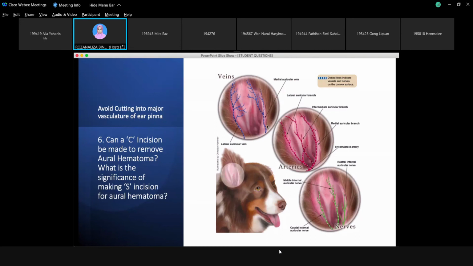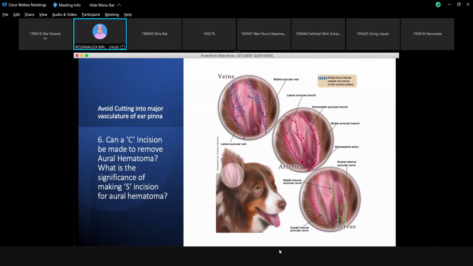You have the lateral auricular vein, the medial auricular vein, the lateral auricular arteries, intermediate and also medial. Also, you have nerves, the caudal auricular and all these nerves. So there is a reason why this matters, although it's not that significant. Basically you want to confine your incision to the middle here. It's either an S or you can do it straight.